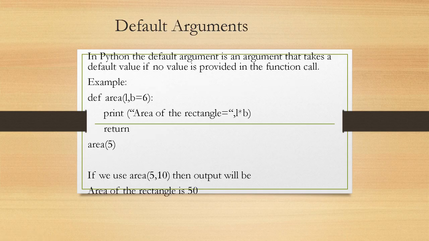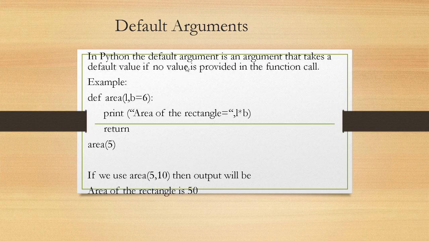Next one is the default argument. The third one is the default. What do you mean by default? In Python, the default argument is an argument that takes a default value if no value is provided in the function call. That means the parameter which is initialized with some value is called the default argument. We can also initialize the parameter with some value, that is known as the default argument.